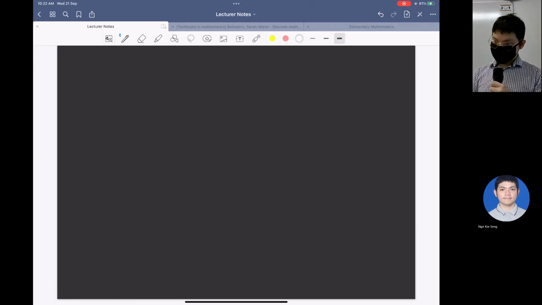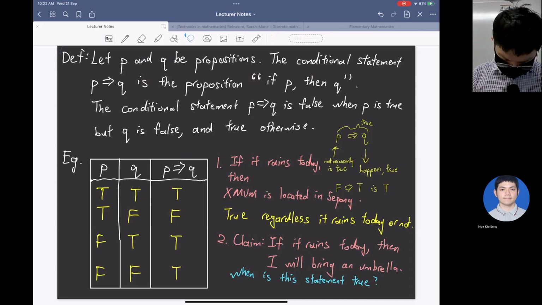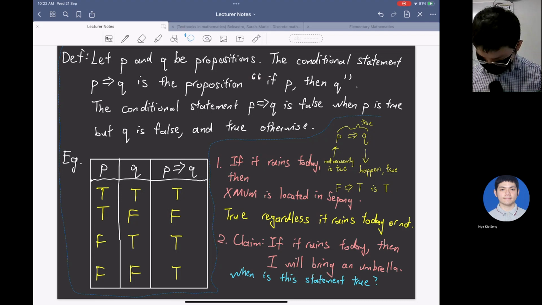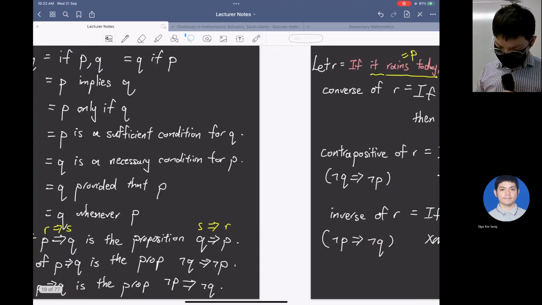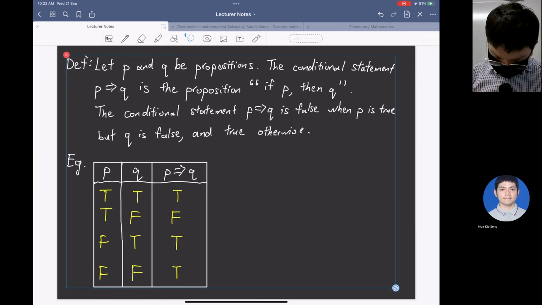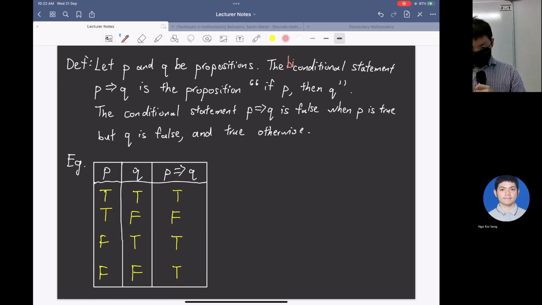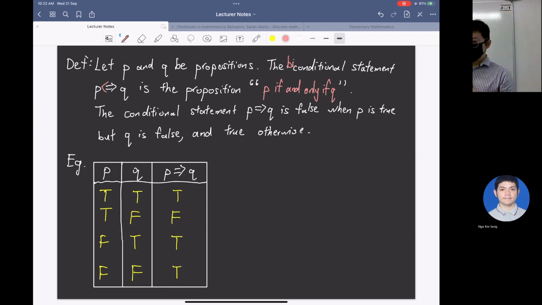Next. The last one is called the biconditional. Now I want to introduce the double-headed arrow. This is called a biconditional statement, and it is a double arrow. This is called P if and only if Q. Okay, this is called a biconditional.